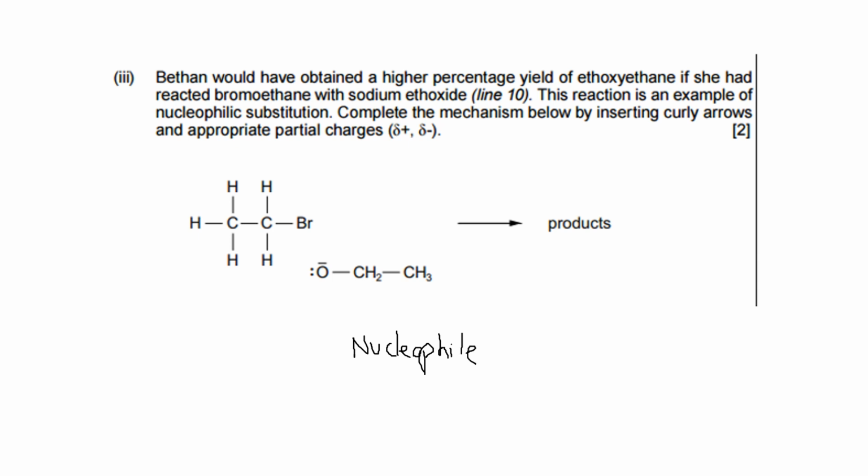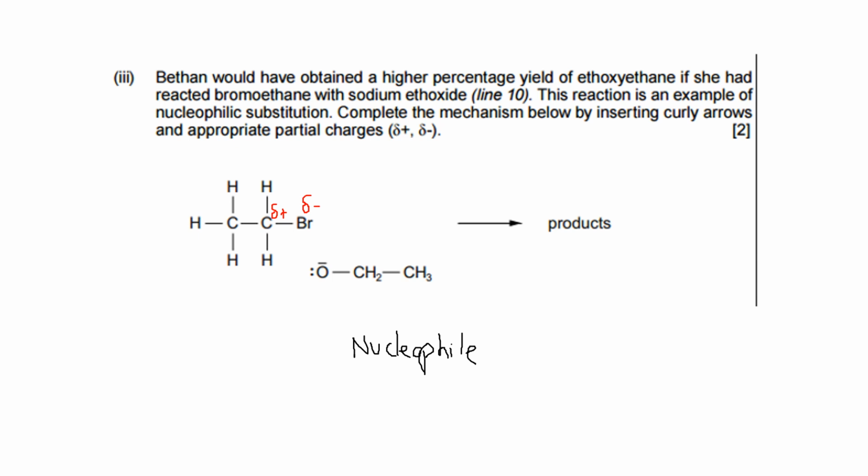We next need to recognise that the carbon to bromine bond is polar, so the bromine would be delta minus and the carbon would be delta plus. That's just purely based on the difference in electronegativity, bromine being more electronegative than carbon, and therefore these are what we call partial charges. They're showing the difference in electronegativity.